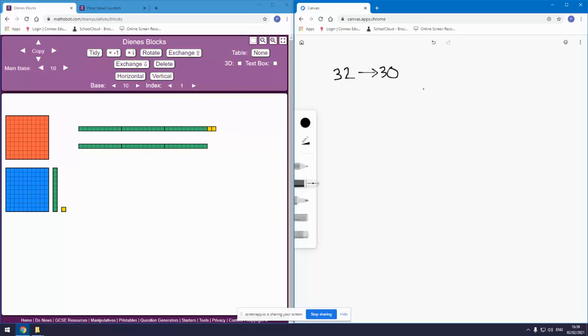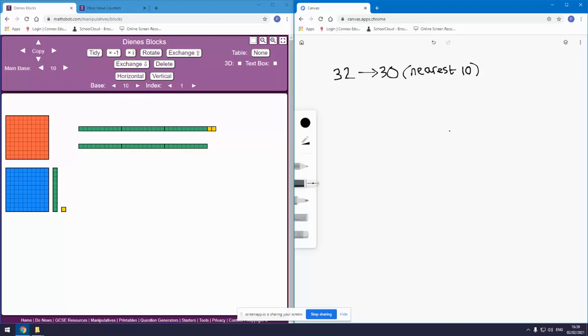And that's as close as I can get to this, only using the tens block. And so what we're saying here is this 32 rounds to 30 if I'm only allowed to use the tens. So the nearest I can get to the value of 32, if I'm only allowed to use the tens block, is to get to 30.